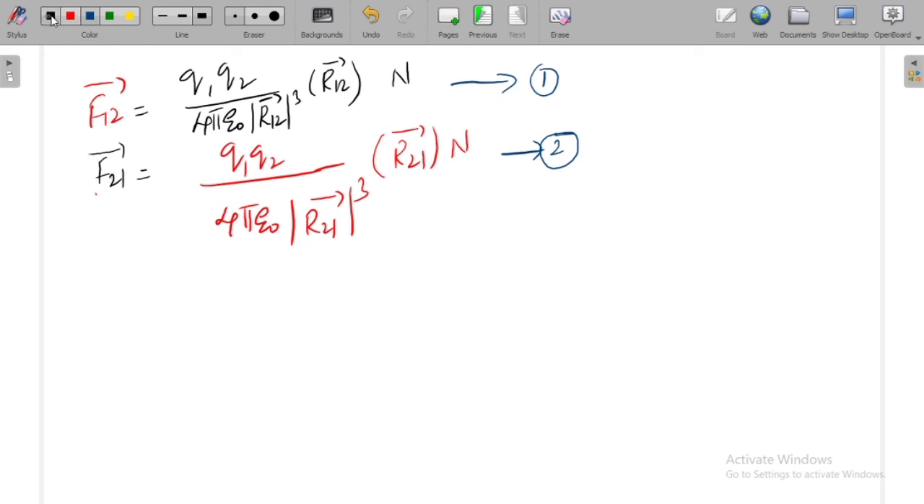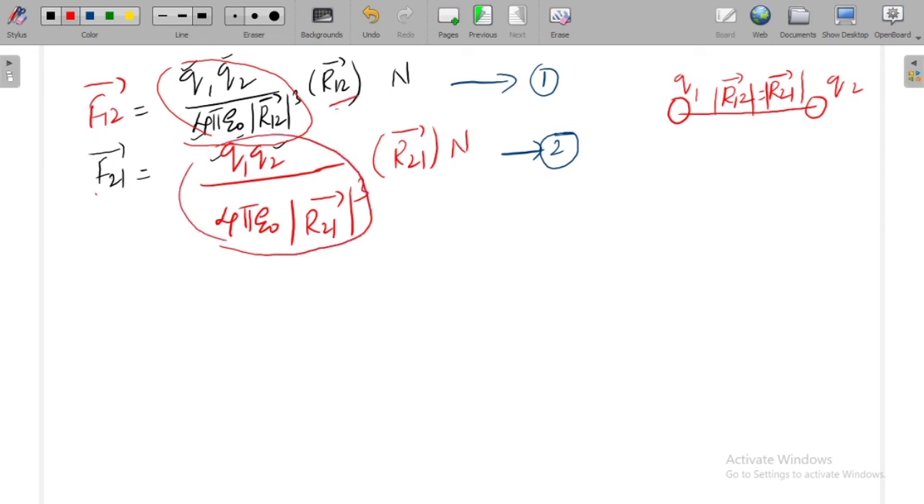In both the equations you have Q1 Q2, 4 pi epsilon naught, everything, and the magnitude of R12 bar is the same as the magnitude of R21 bar. Let me see this again with the help of the diagram. This is Q1 and this is Q2, and this is the distance between them. It can be R12 or it can be R21. The magnitude remains the same, but the direction will be different. So the magnitude of R12 bar is the same as the magnitude of R21 bar, whole cube. Up to this, everything is the same in both the equations.